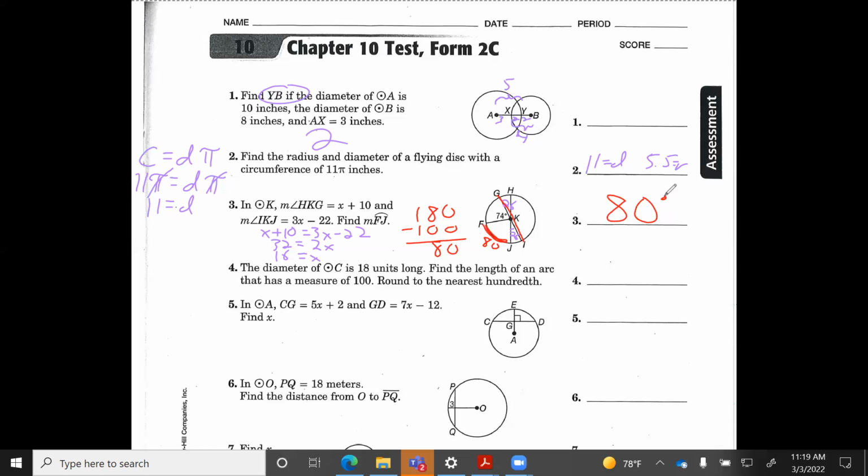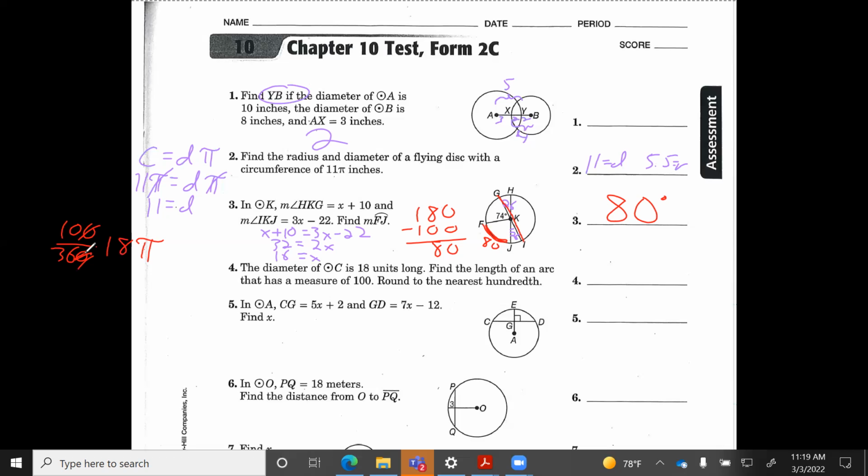So for number 4, we have 100 over 360 times 18 pi. Again, it's the fraction of the circle we're using times the circumference. Now, I could simplify, or I could just plug this right into the calculator. Either way is fine. If you did try reducing this, 10 goes into each of those, so we can cross off a 0, right? So now we have 10 over 36.